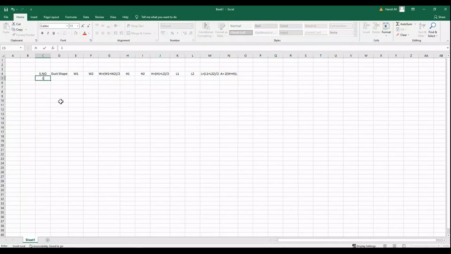Okay, serial number 1. What is serial number 1 in your drawing? You need to speak out, guys. It's a straight duct, right? Yes. It's a straight duct.